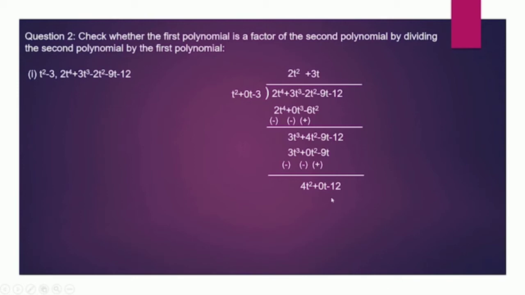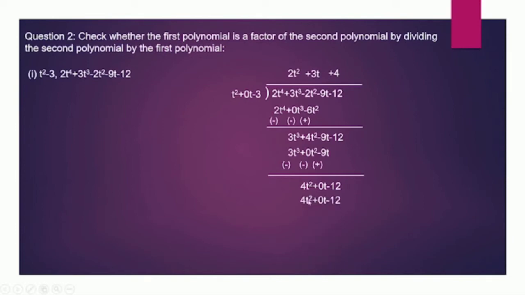Now again we divide this 4t square by t square, we will get plus 4 here. Now in the next step we need to multiply this plus 4 into this whole term. 4 into t square, we will get 4t square, and 4 into 0t, we will get 0t, and 4 into minus 3, we will get minus 12 itself.